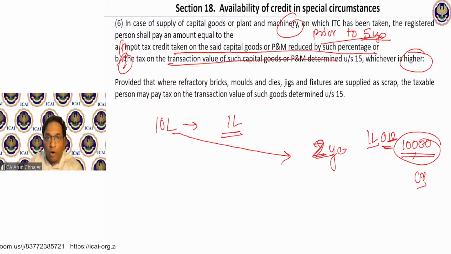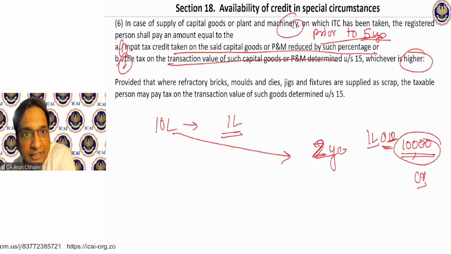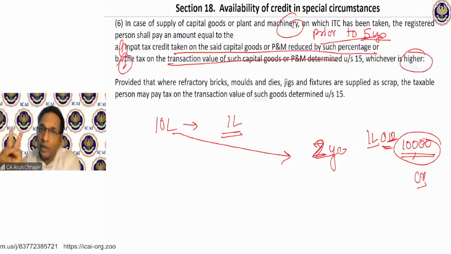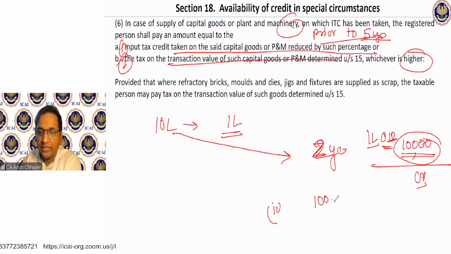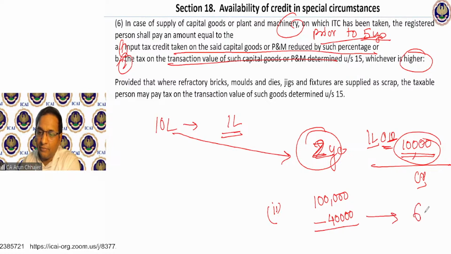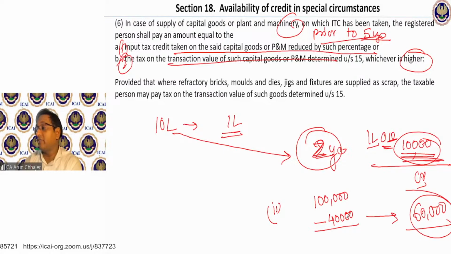18(6) says that whenever you are selling capital goods or plant and machinery, you compare the two values, and whichever is higher will be the amount to be paid on this supply. First, tax on transaction value, let's say it comes to 10,000, and second is how much ITC you have taken, 1 lakh. How many years have you used it? 2 years. So 5% per quarter means I am eligible for 40%. It means minimum you need to pay 60,000, not 10,000. You need to pay 60,000, whichever is higher.